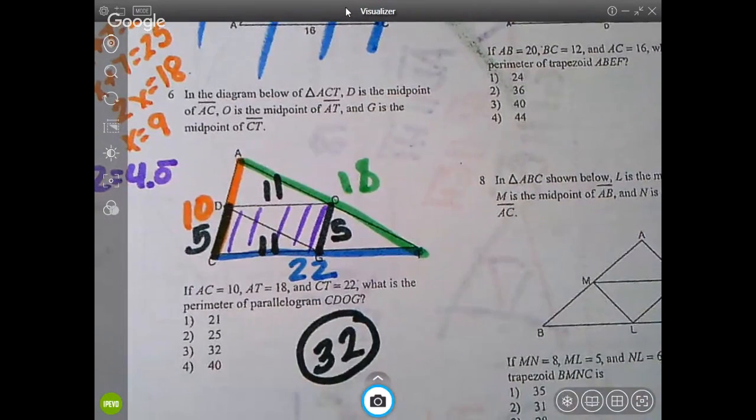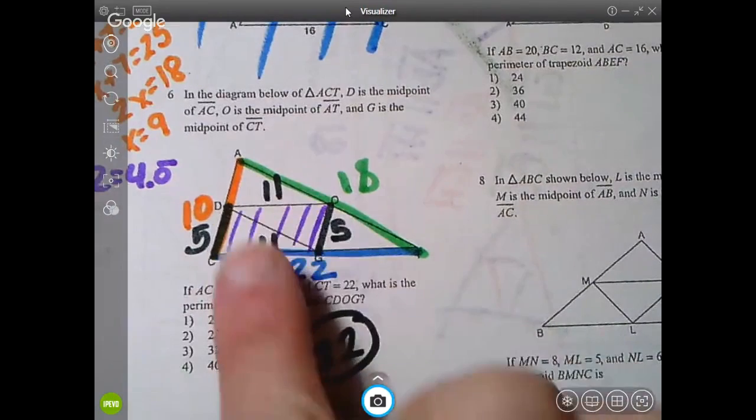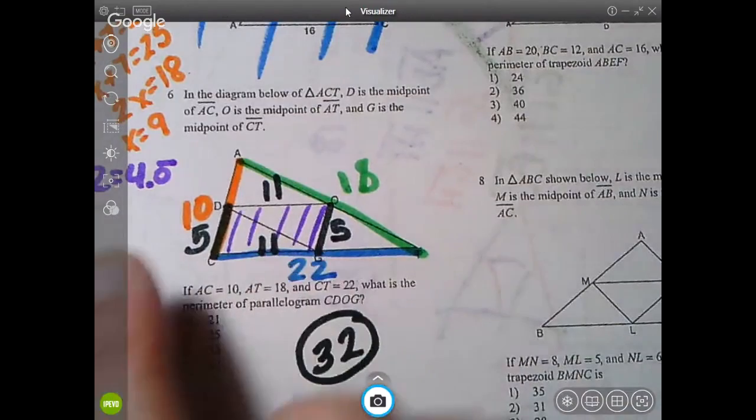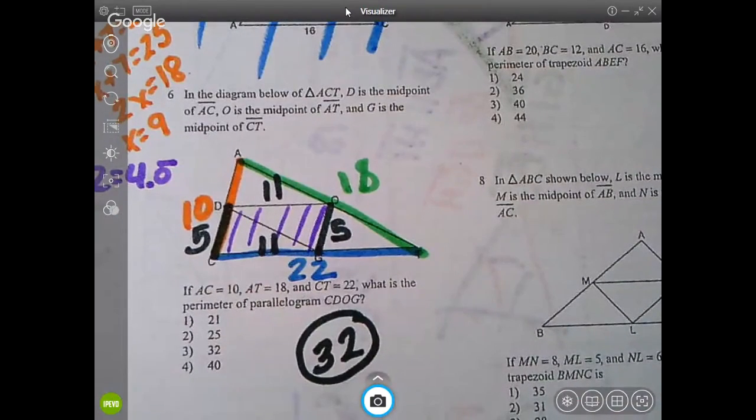Good? So all we did is we found the lengths of the mid-segments, the parallel sides, and then we added up the black numbers. We got the black numbers because those were either the midpoints of the side of the triangle or the length of the mid-segment. Okay, you will have one like number 7 on your challenging test.